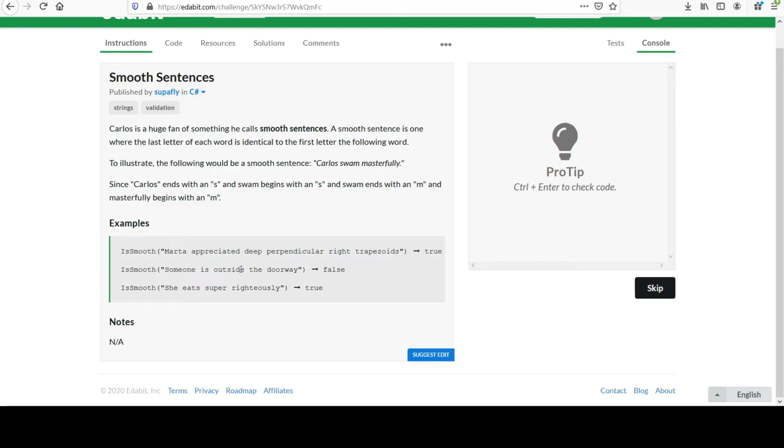Note that the middle one is false. You've got this one ending in E and starting with an I. Even if they may sound somewhat similar, that's not good enough. We're matching strictly against letters.